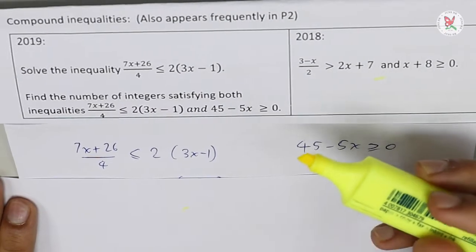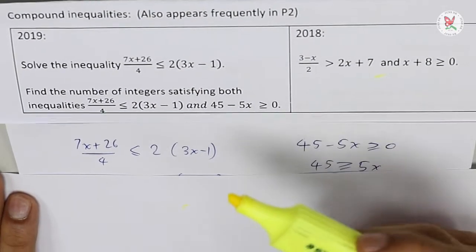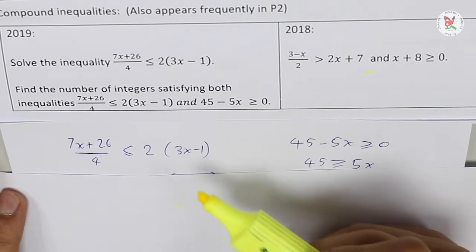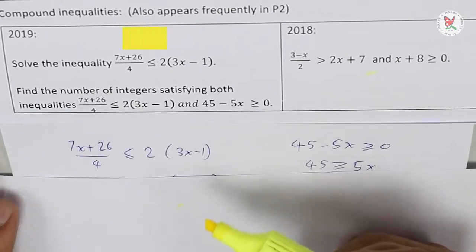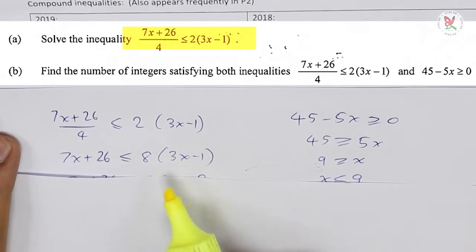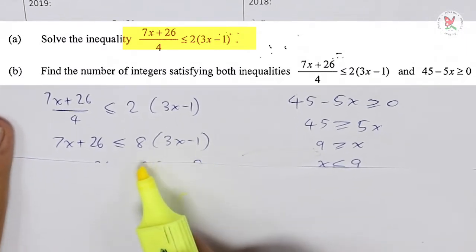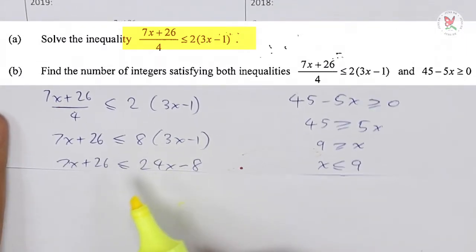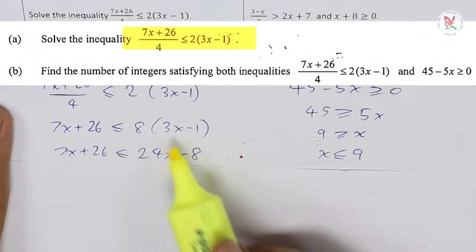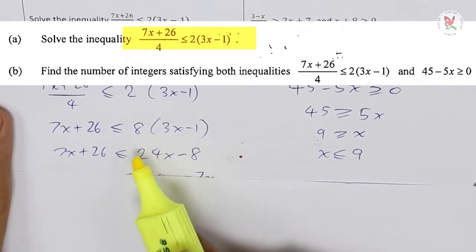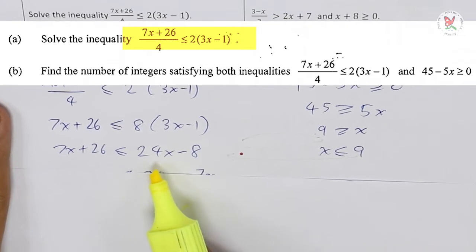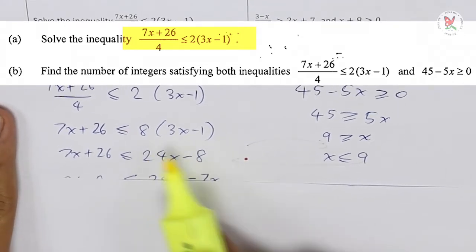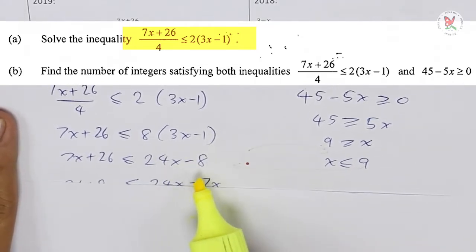So here we have compound inequality questions, and these can be solved very much like regular equations. Here we take the 4 to the other side and we're left with 8, and to expand the bracket we just have to multiply 8 to both of these two things. We have 8 times 3, which is 24, so 24x, and minus 8 times 1, which is negative 8.